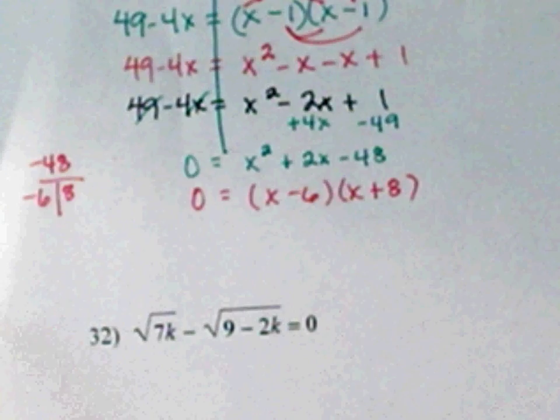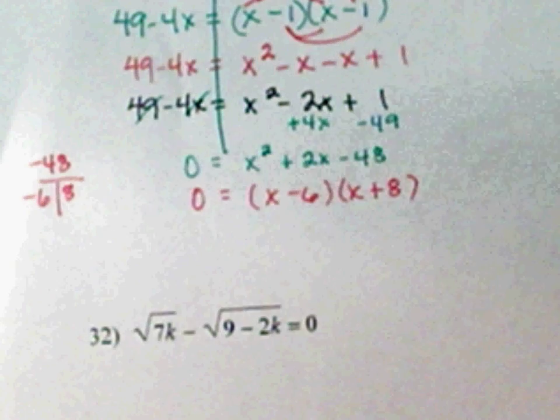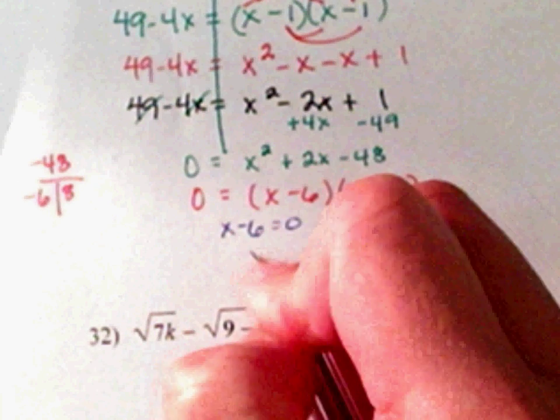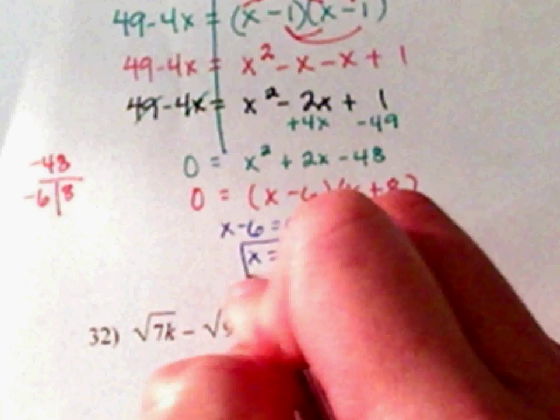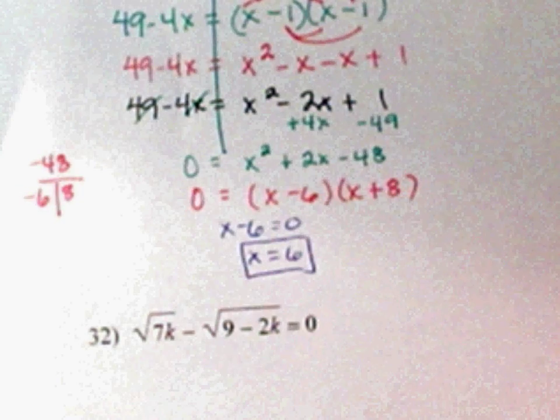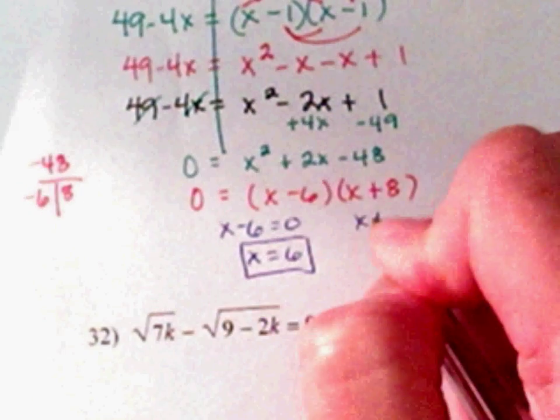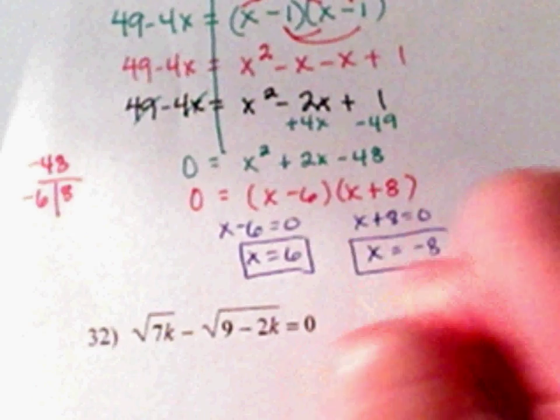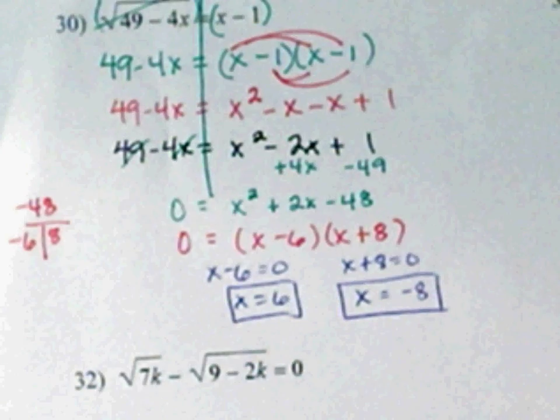Let's go ahead and solve. When you solve, you're basically setting each one equal to 0. So x minus 6 is equal to 0. Add 6 to both sides. And there's your first solution. Right here, x plus 8 equal to 0. Subtract 8 from both sides. And there's your solution. Okay?